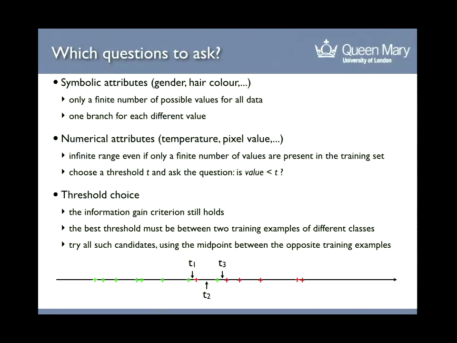Right? If you've got symbolic attributes, it's not too bad, because usually you don't have to worry about this, you just have to worry about which attribute are we going to use. Okay, so that's how it's done. You've got these two types of questions. For symbolic, you just say, what's the value? And it splits into all the different values. For numeric, you have to choose thresholds between pairs of examples. And we'll see what that looks like.